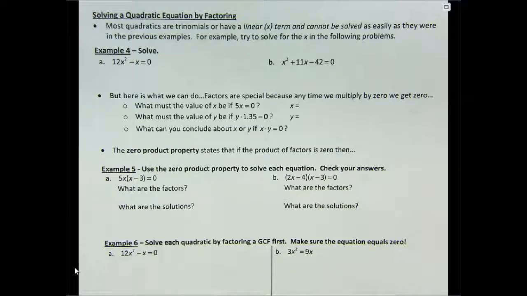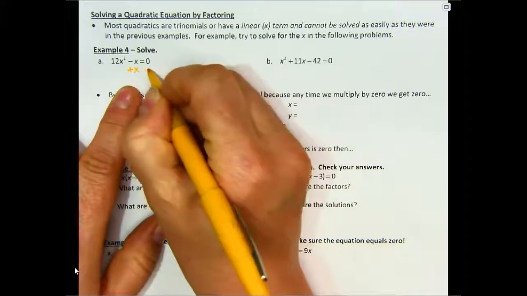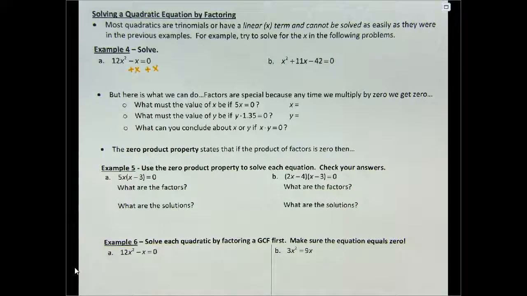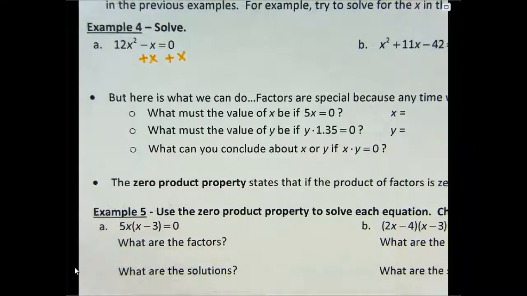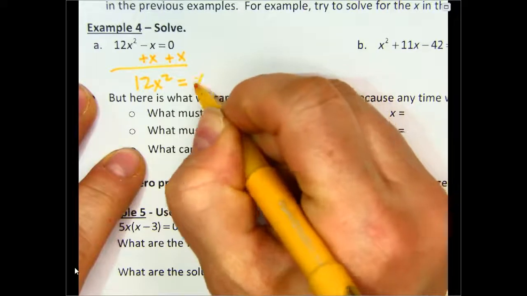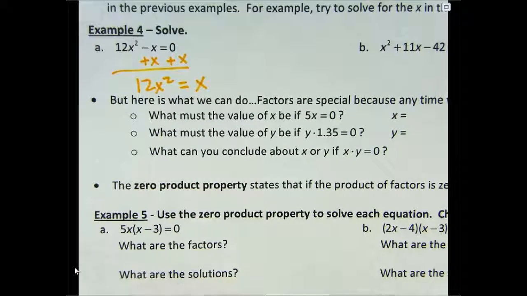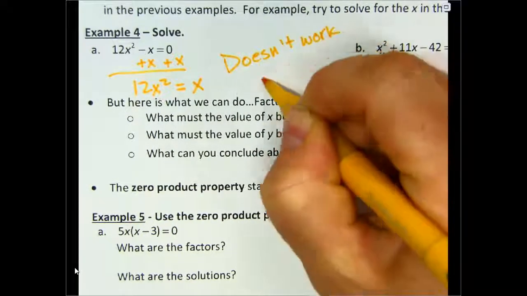Okay, so here's the thing. I just wanted to show you that this isn't going to work. So maybe I could add the x here to both sides. You can't really see that yellow, I'll zoom in. If we add the x to both sides, I get 12x squared equals x. And then what do I do? Do I divide by the 12? Remember, the whole point of solving for x is I really want it on the same side. So this isn't going to work. Now, some of you might try some other things, but I promise you, it just doesn't work. Epic fail.